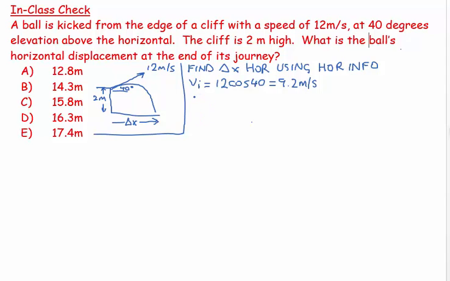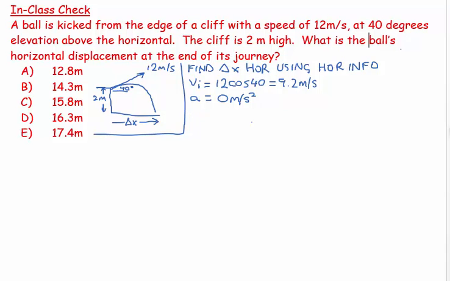And then the next thing we know horizontally is that the acceleration in the horizontal direction is 0 meters per second squared. There is no force acting in the horizontal direction. The reason why the ball keeps moving sideways horizontally is because of inertia, not because there's a force. If there's no force horizontally, there's no acceleration horizontally.